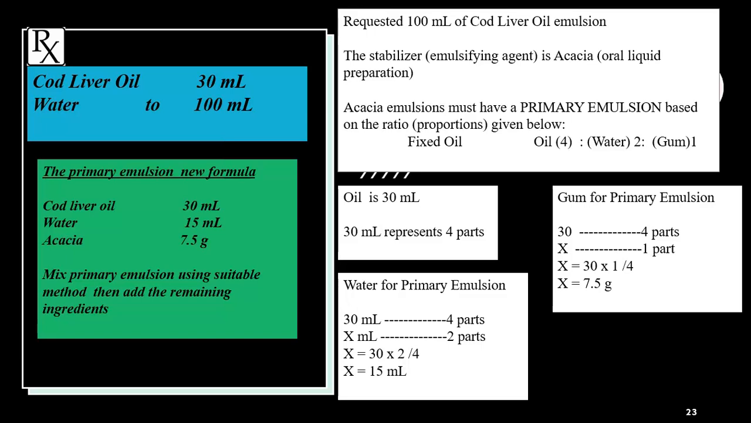So the primary emulsion has its own new formula. Whenever you are doing calculations for emulsion, 2 new formulas are given. One for the primary emulsion, because you have to make the primary emulsion before you can make the finished product. So the new formula for the primary emulsion is cod liver oil 30 milliliters, water 15 milliliters, and acacia is a powder, so that will be 7.5 grams. Remember, we use the designated method, dry gum or wet gum method, to make your primary emulsion before any other ingredient can come in contact with the formulation if you want an emulsion that remains stable.